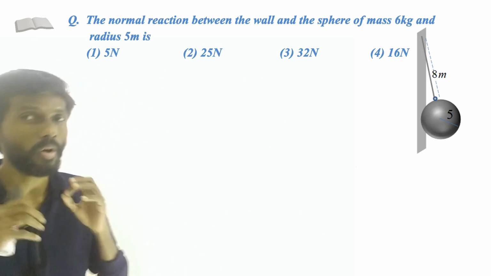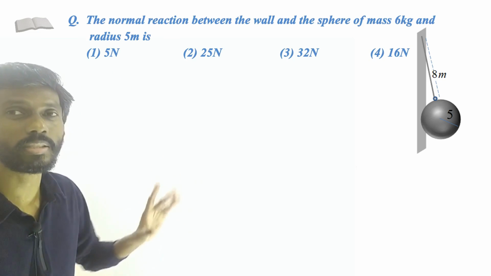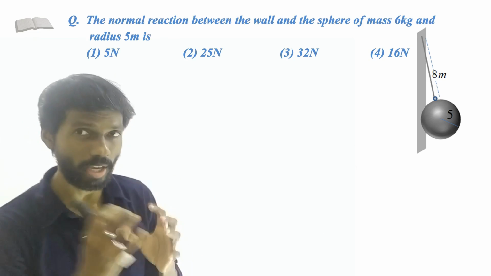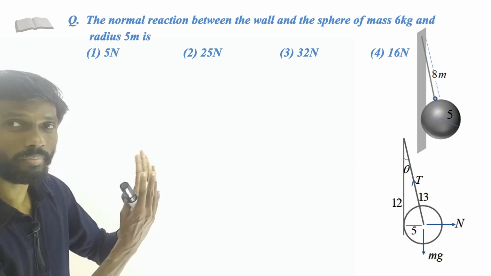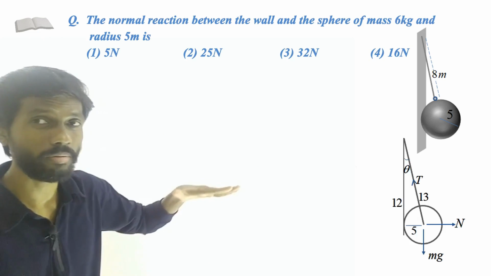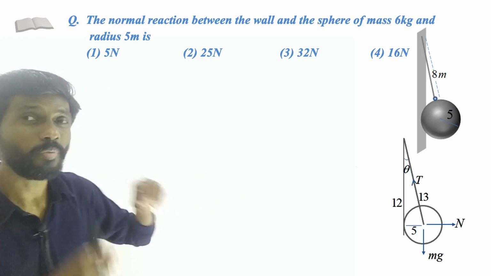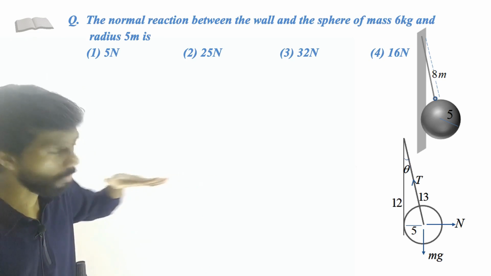We have to consider all the forces acting on the sphere in these two directions, horizontal and vertical direction. What are the forces acting on this sphere in the horizontal direction? One is the normal reaction due to the wall. Normal reaction is acting in this direction. Normal reaction is perpendicular to the wall, right? Surface is perpendicular to the wall, which means that normal reaction will pass through the center of the sphere, right? So it will pass through the center.